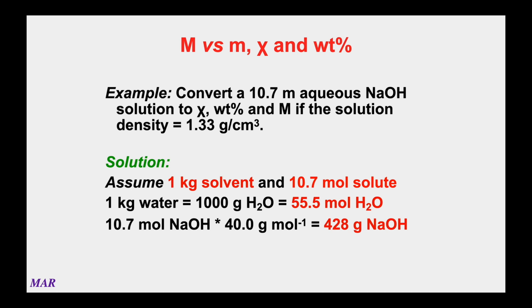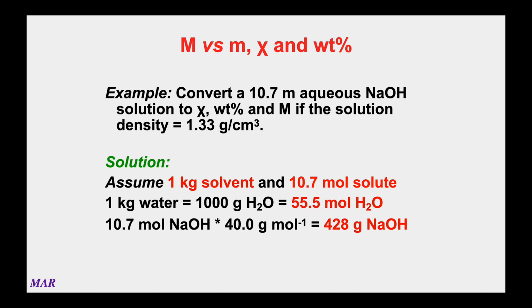We have 10.7 moles of solute, NaOH. We can turn that into grams using the molar mass. So if you add up an Na, an O, and an H from the periodic table, it's about 40.0 grams per mole. That means 428 grams of solute, NaOH.